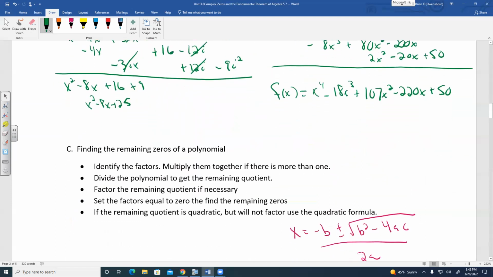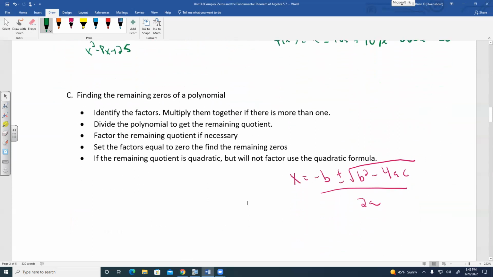So, find the remaining zeros of a polynomial. So again, the strategy for this as we move forward is going to be identify the factors. We're going to multiply them together if there's more than one. We're going to divide the polynomial to get the remaining quotient. And we want to factor the remaining quotient if necessary. And we want to set the factors equal to 0 to find the remaining zeros. If the remaining quotient is quadratic but will not factor, we have to use what's called the quadratic formula.